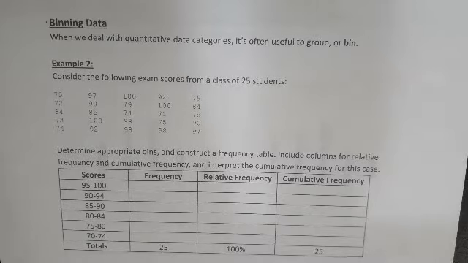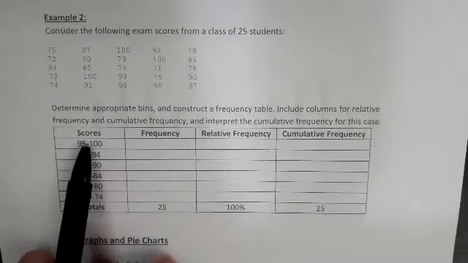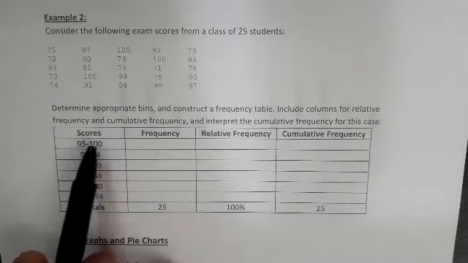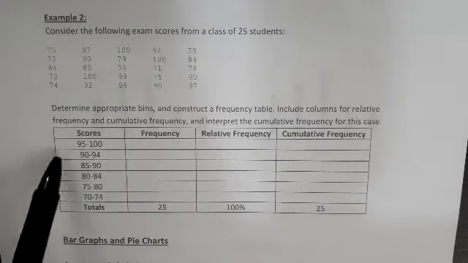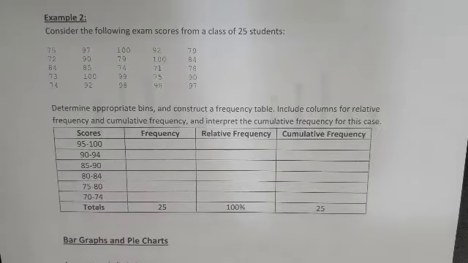When we deal with quantitative data categories, so if you want to categorize data that is numerical, you can put them in things called bins. So what we're going to do is put them in ranges. We're going every 5 numbers here, I believe, from 90 to 94. You have to include the 0, so 90, 91, 92, 93, 94. There are 5 numbers in there.